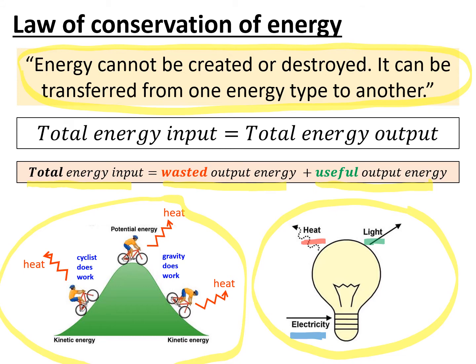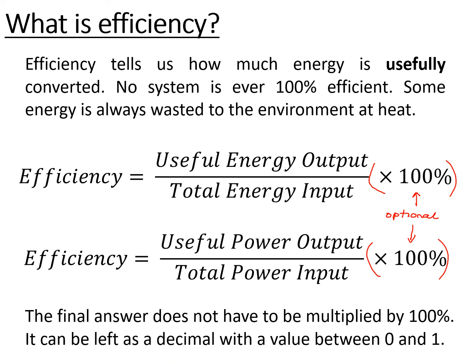Okay, let's move on. So what is efficiency? Efficiency tells us how much energy is usefully converted, and that's the key word, usefully converted. No system is ever 100% efficient. Some energy is always wasted to the environment as heat energy. So here are the two equations. You'll note there are two, and these are given on the formula sheet.